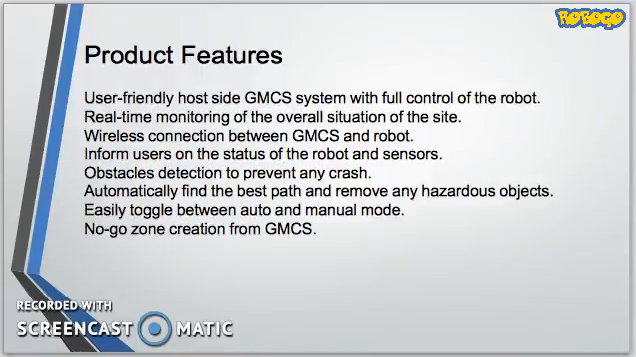And the system and the robot can auto detect the obstacles to prevent any crash. And the robot can automatically find the best path and also remove the object. The system is able to switch between auto and manual modes, and the robot will never go into the no-go zone.